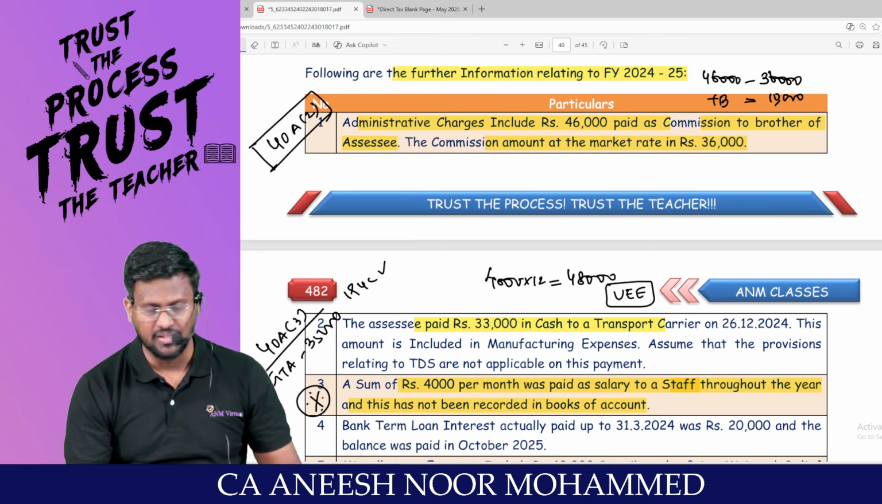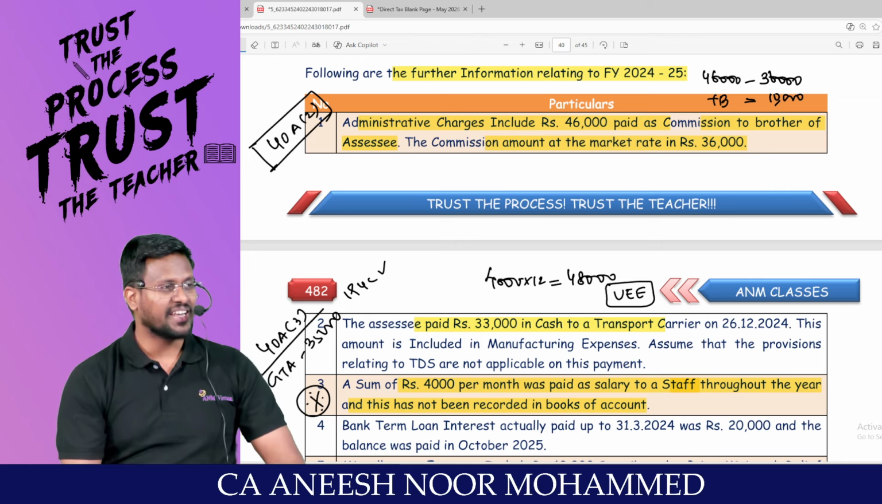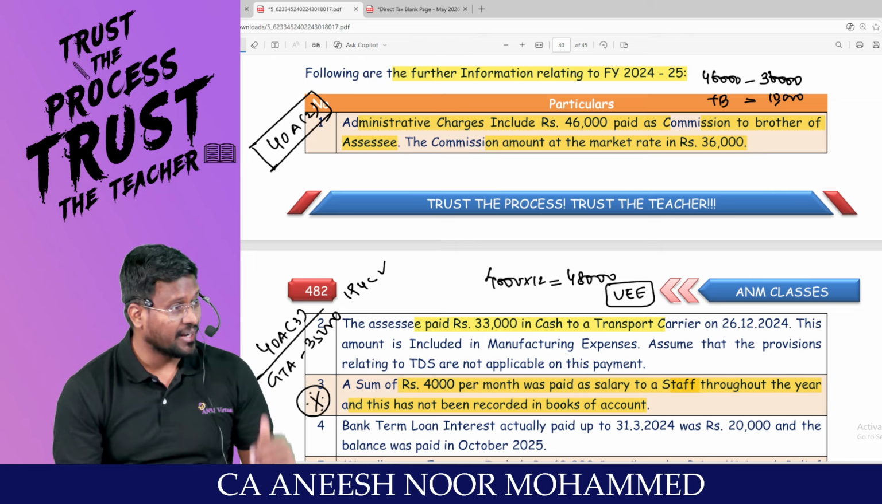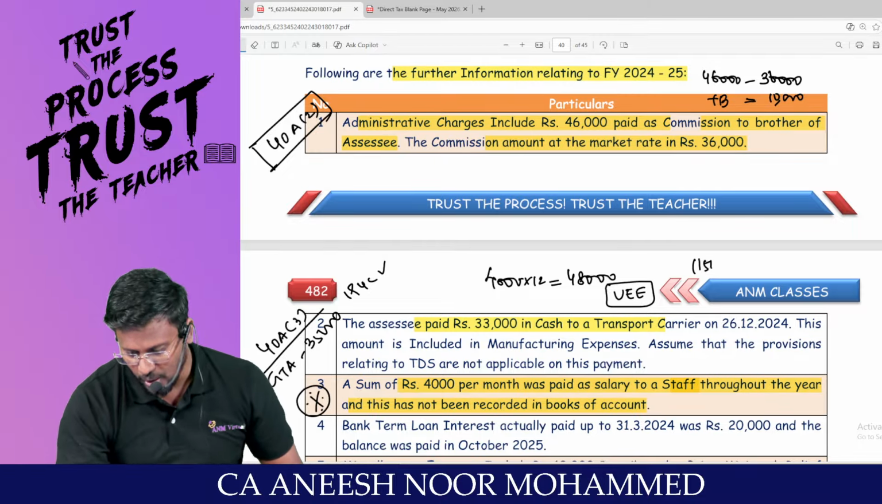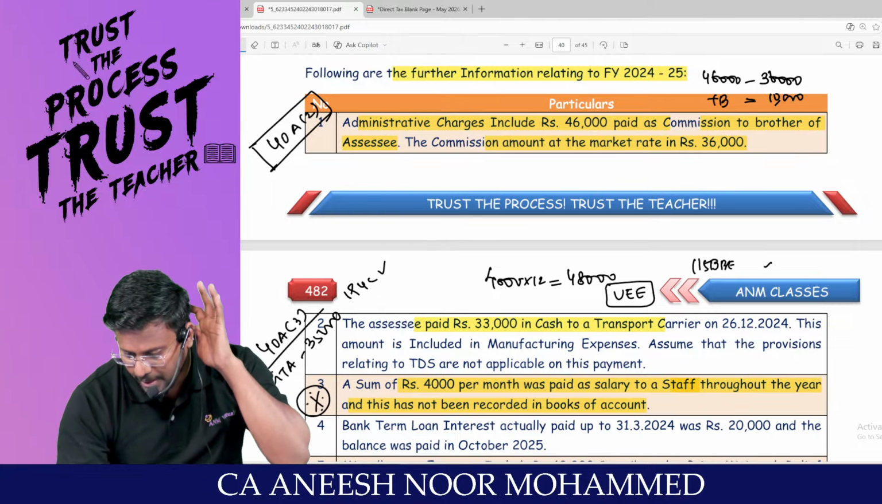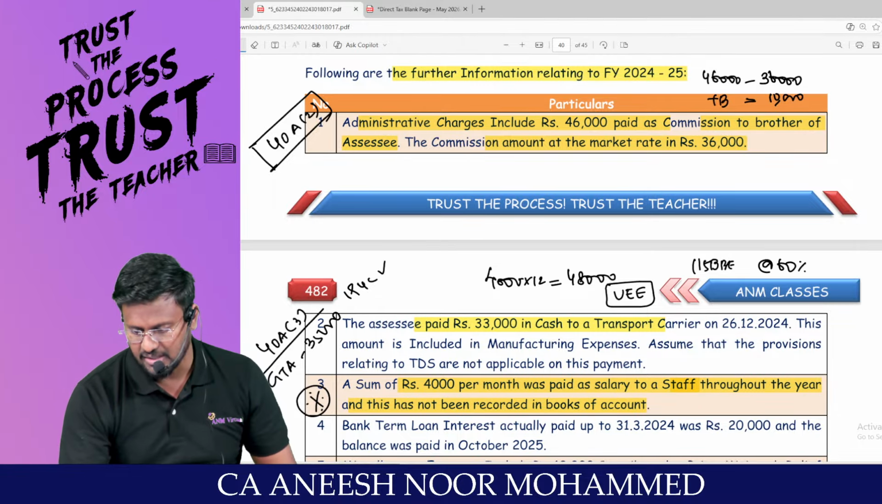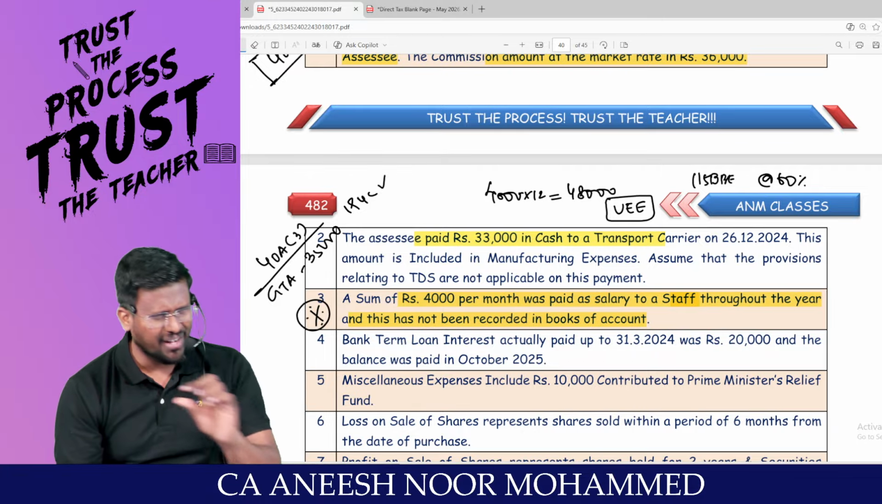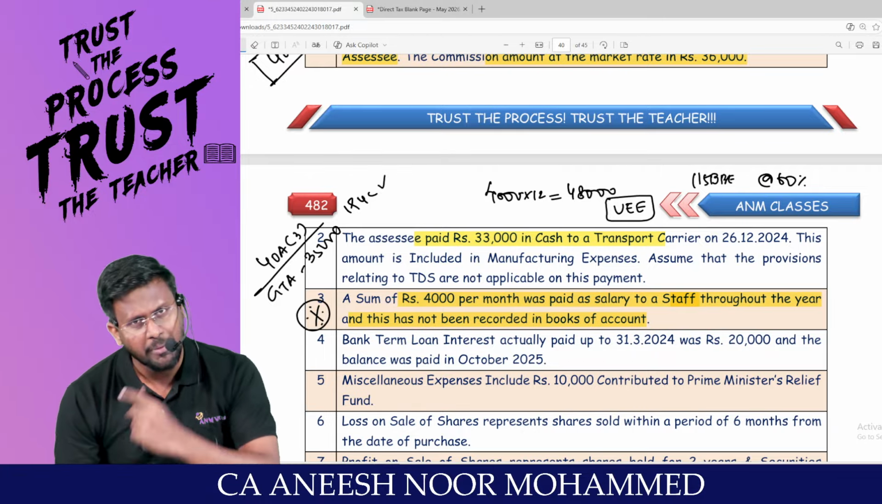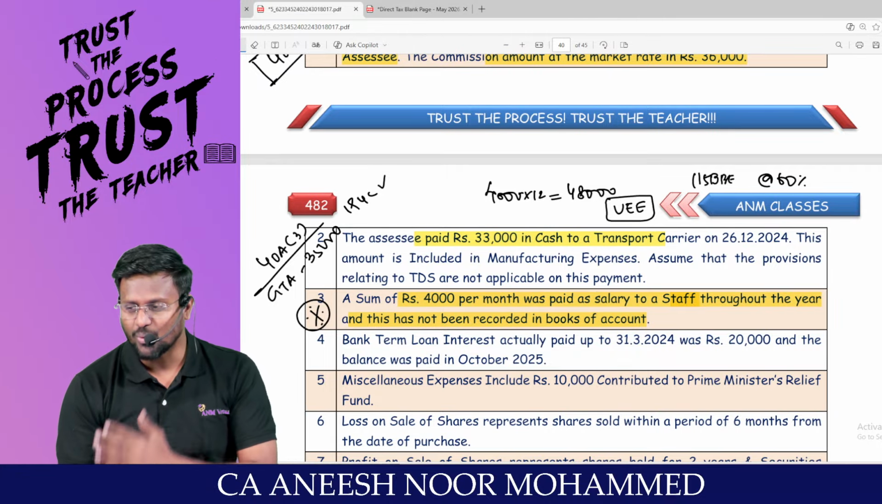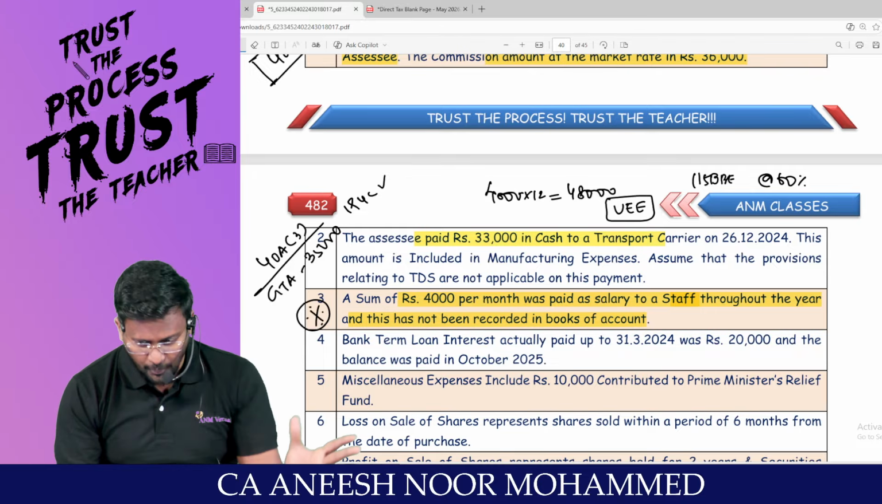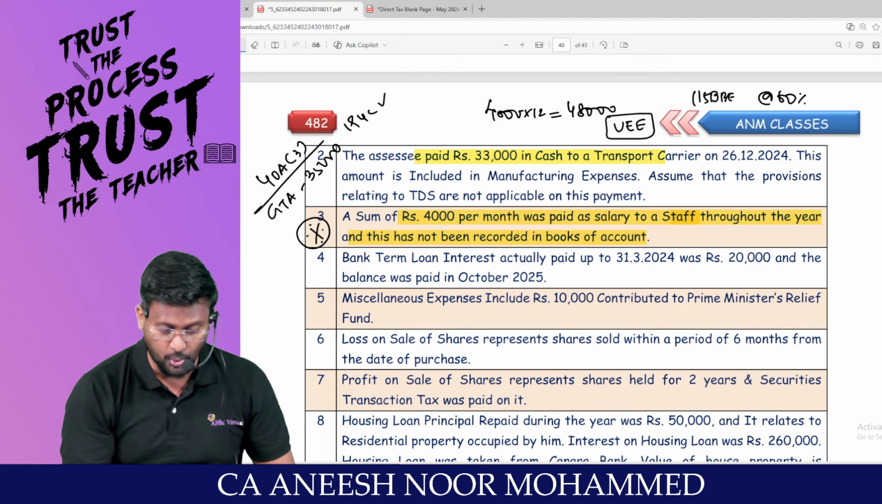Are you remembering IFOS? Unexplained cash credit, unexplained money, unexplained investment, and unexplained expenditure. That's it. Then provisions of 115BBE will be applicable at the rate of 60% tax rate. Beautiful adjustment. By adding one line, they will destroy so many people's lives, because they will not adjust it properly. Tax calculation, surcharge, everything will change because of this one line. Come on, I will show you.